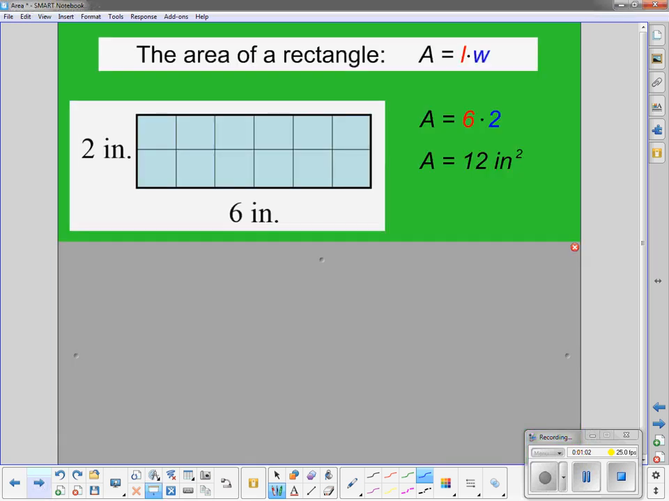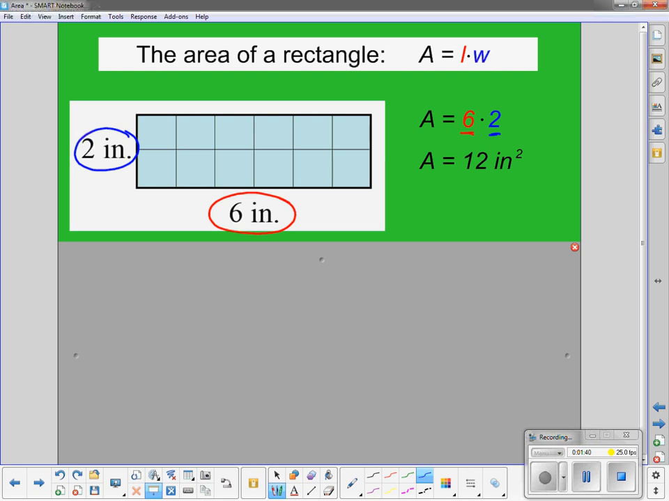In this next example, we're focusing on the formula for area of a rectangle. And a formula is basically a structure that we will use to solve a problem. Now, in this case, we will multiply length times width. And on this rectangle, the length is the long side, which is 6 inches, and it is marked 6. And we will multiply it by the width, which is the wide side, which is 2 inches, and it is marked with a 2 up here.